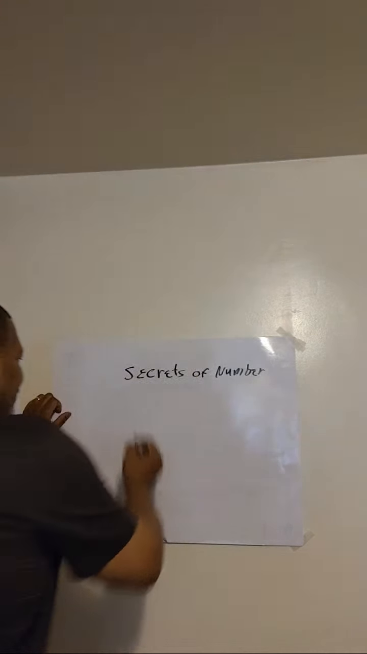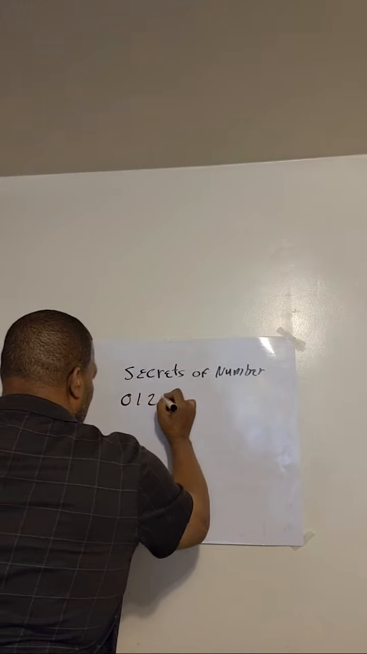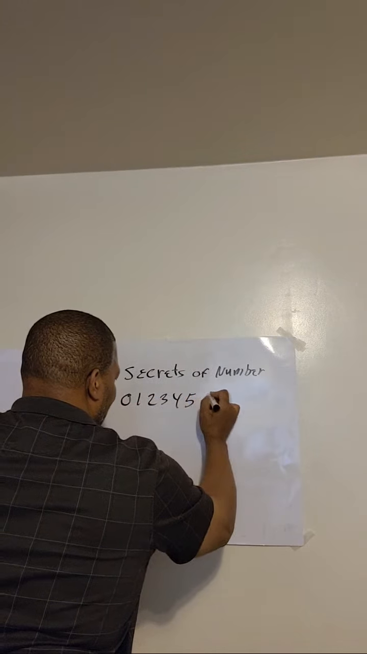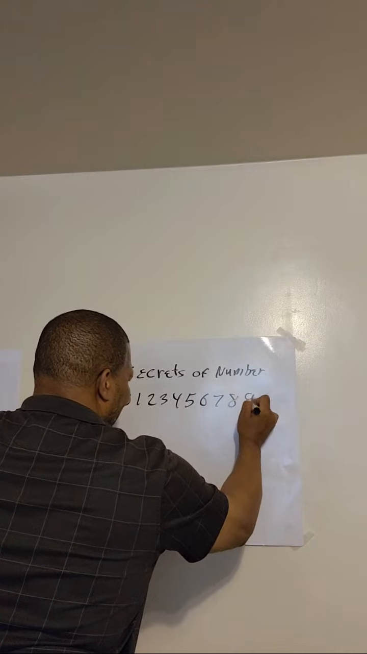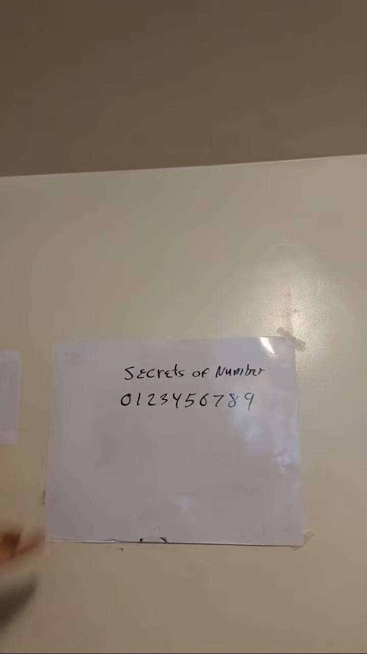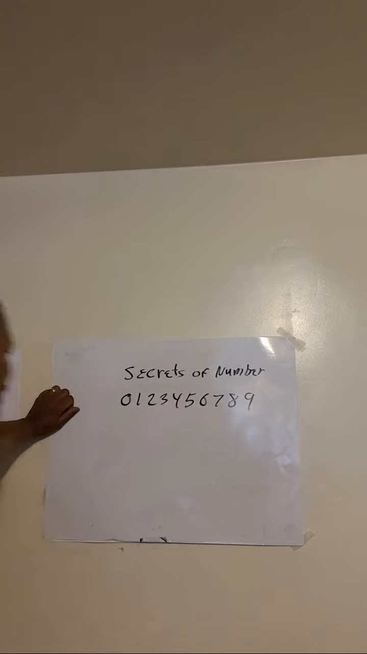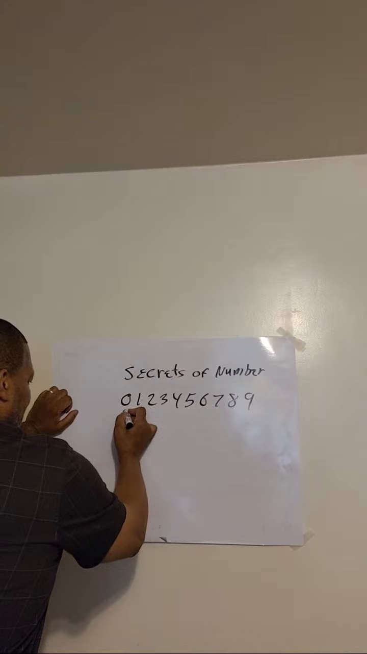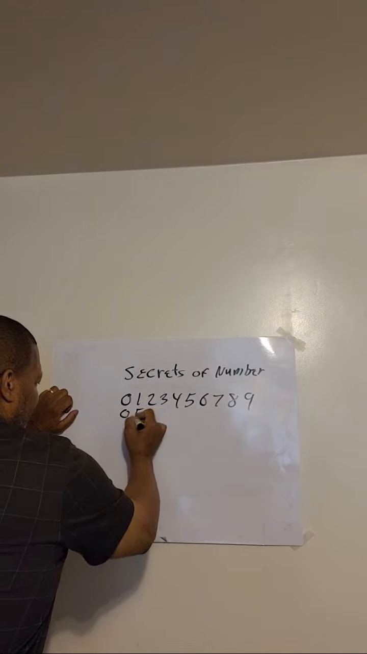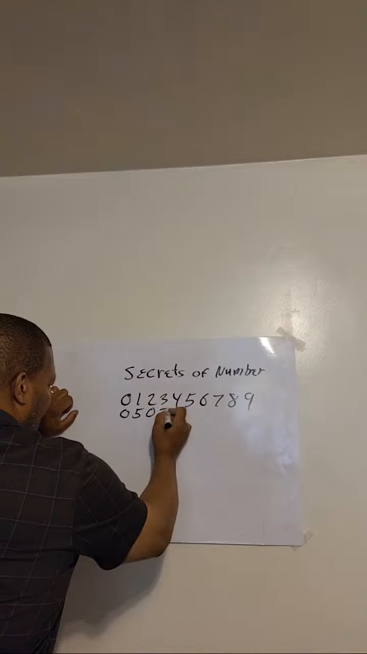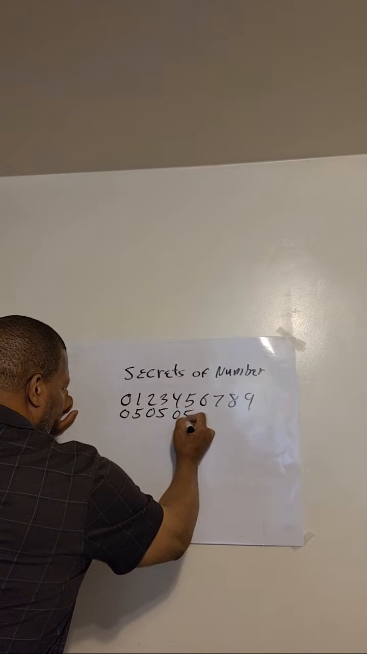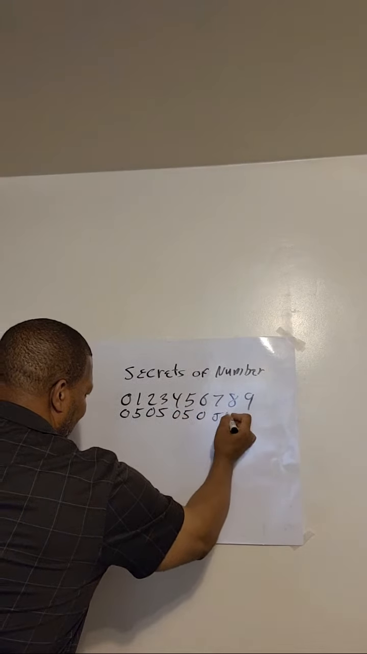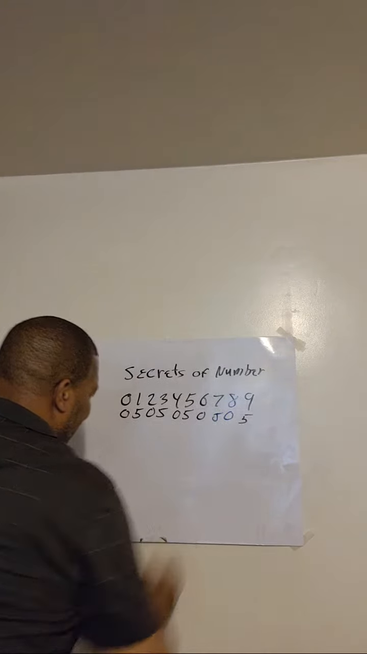Notice this here. I'm going to write down 0, 1, 2, 3, 4, 5, 6, 7, 8, and 9. Okay? These are the only numbers that are real. Anything else is going to be units. So we're going to say to ourselves, what goes underneath these numbers when it comes to dealing with 5? Okay, since this is even, it's going to be a 0. Odd, 5. Even, 0. Odd, 5. Even, 0. Odd, 5. Even, 0. Odd, 5.